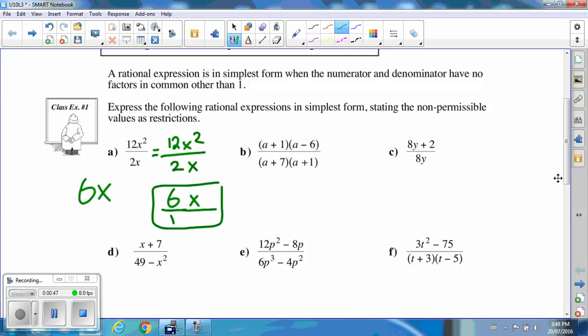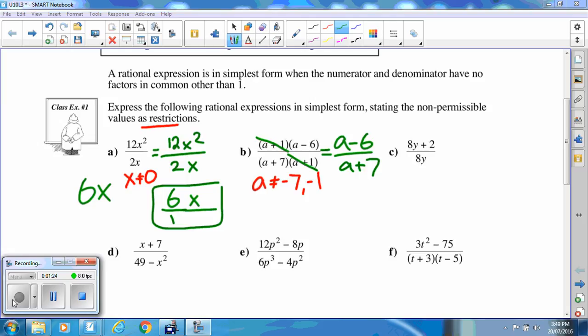If I have this thing, oh, and I need to include my non-permissibles. X cannot equal 0. In this case, a cannot equal -7 and -1. And then what I can do is look at what cancels. I have an a plus 1 here and an a plus 1 here. They cancel, which turns to 1. It's like one thing divided by another. Same thing divided by another is 1. So what I have left is a minus 6 and a plus 7.